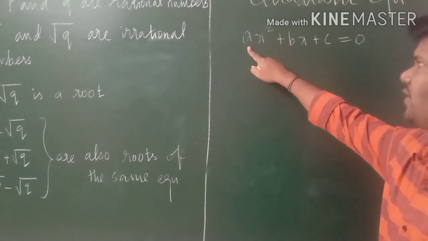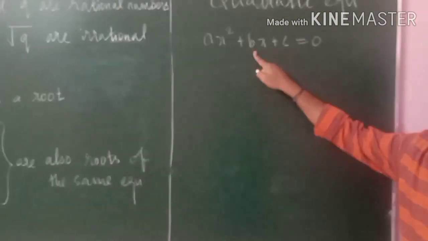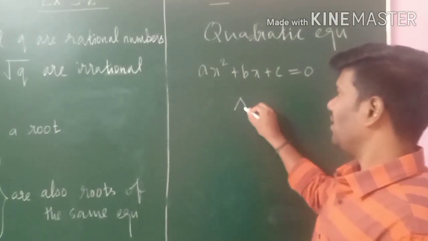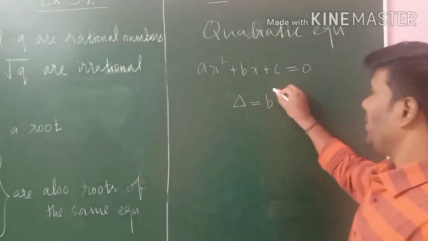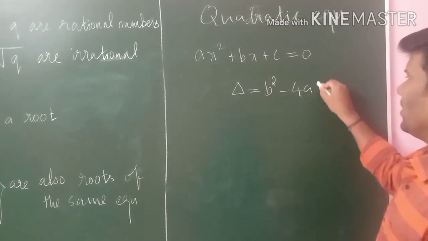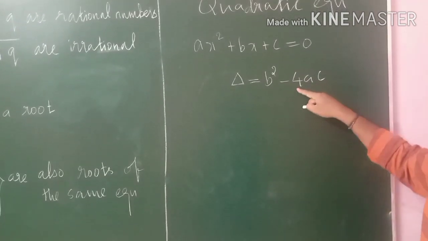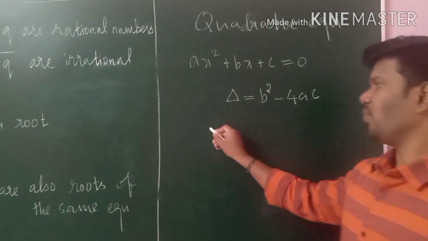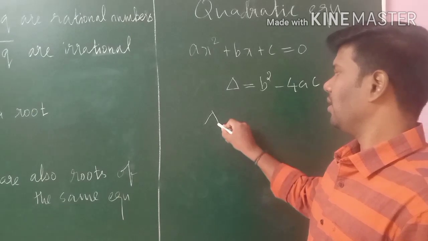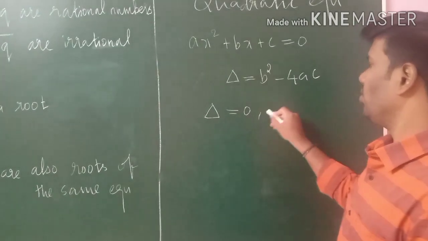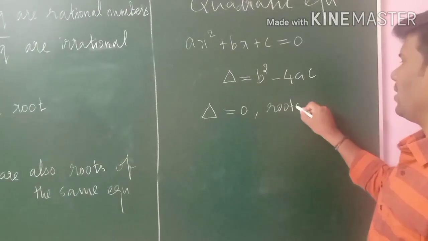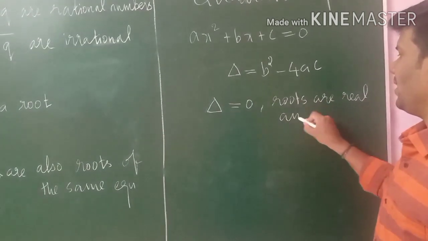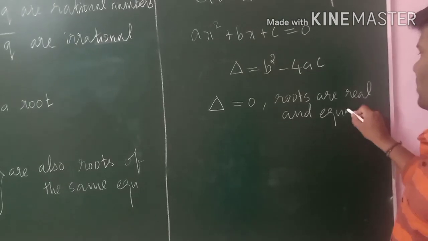So a is the coefficient of x square, b is the coefficient of x, and c is what? The constant term. So delta is equal to b square minus 4ac. The delta tells us about the nature of the quadratic equation. Suppose delta is equal to 0, so roots are real and equal.